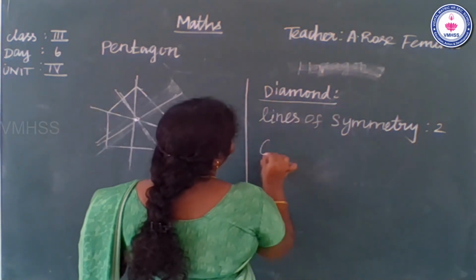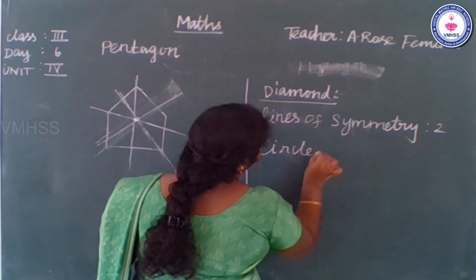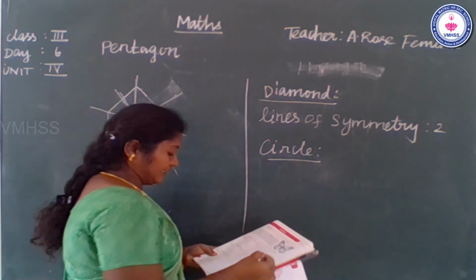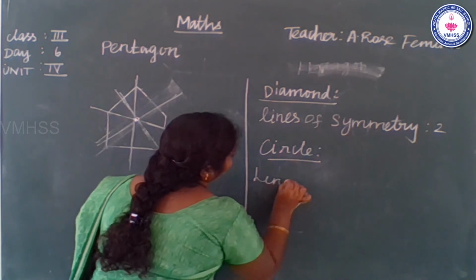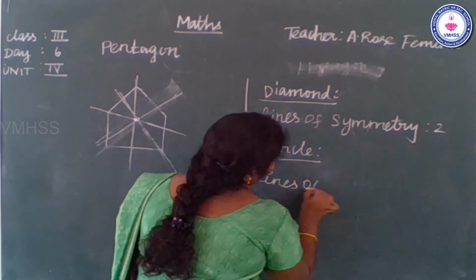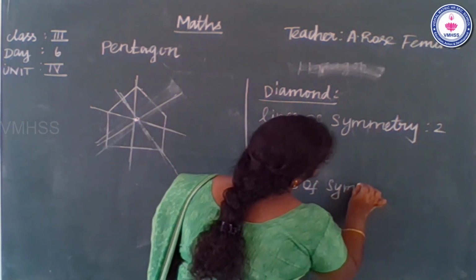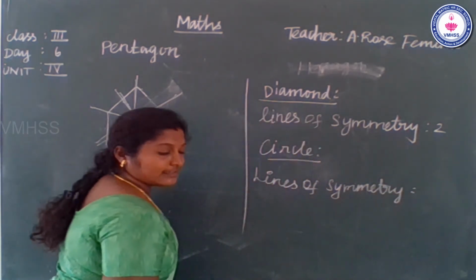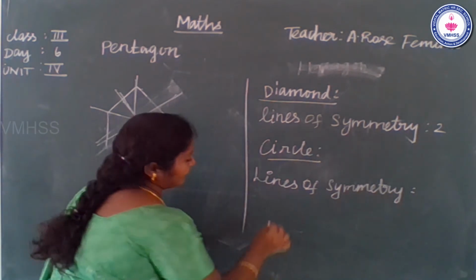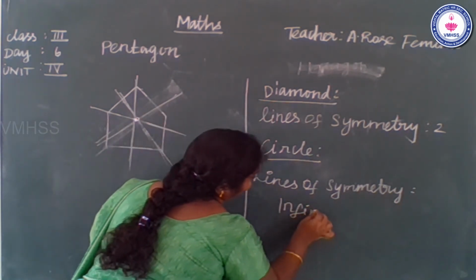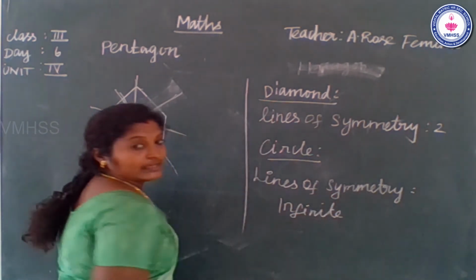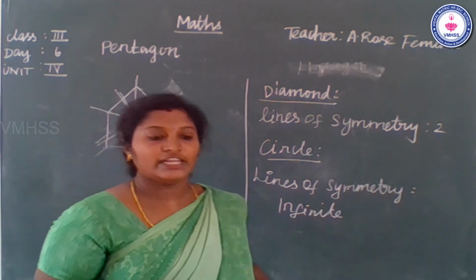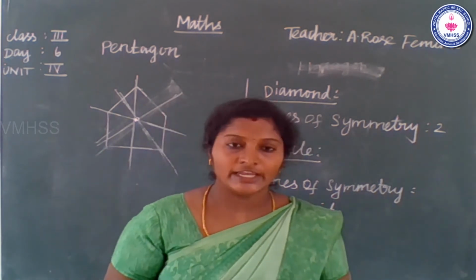So what is the next one? Circle. Okay. So lines of symmetry infinite. So what is the answer? Infinite. Okay. So once again we recall the lines of symmetry in different shapes.